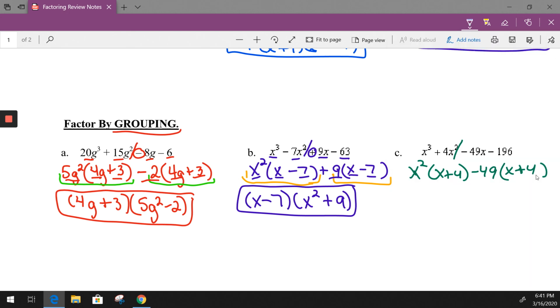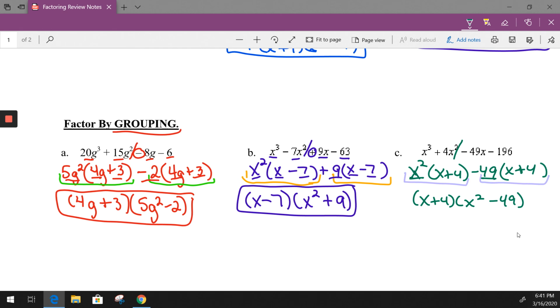So then again, we think of this as one group, and this as one group. And if we look at the 2 groups, they have the x plus 4 in common. So we're going to factor that out. Once we factor out the x plus 4, we still have the x squared minus 49 to put together.